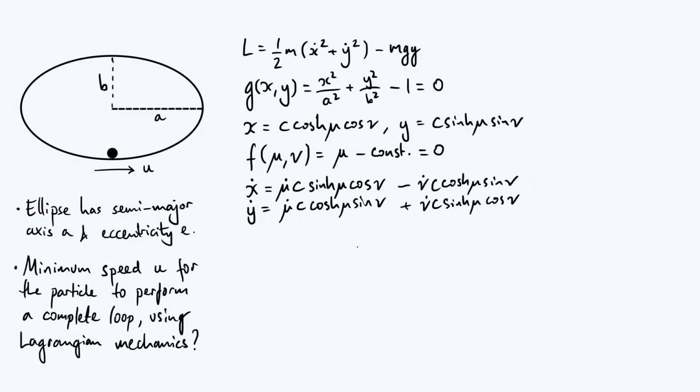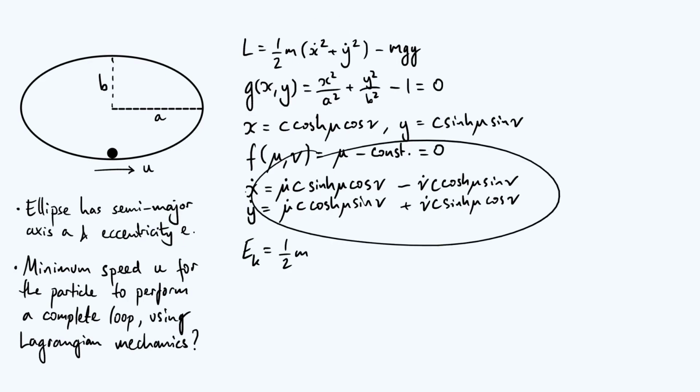So that helps you to write down your kinetic energy term in terms of mu dot and nu dot. Let's write that out explicitly. Kinetic energy EK is going to be, well, you're always going to have your half m. Then you've got the x dot squared plus y dot squared. So you have to look at these expressions and imagine squaring those and adding them together. There is a common factor of c in every single term there. So when we square them, we're going to be able to take out a common factor of c squared.